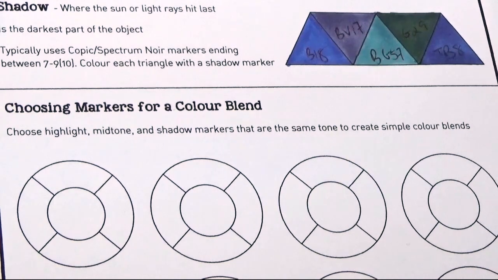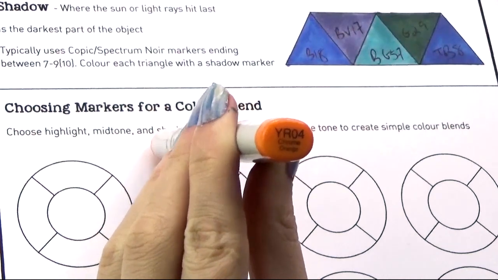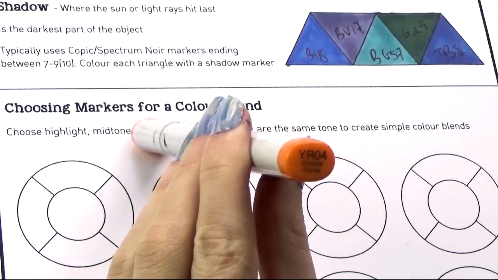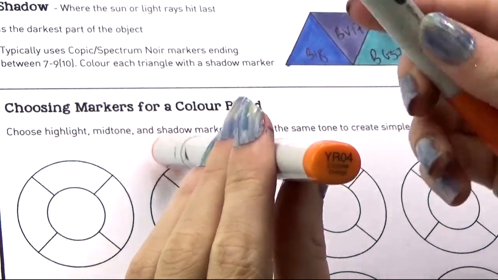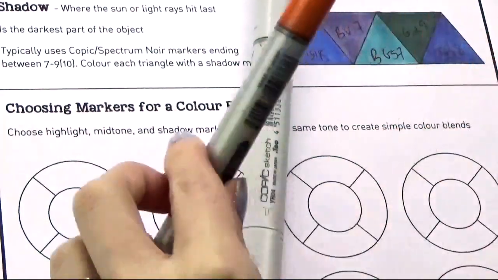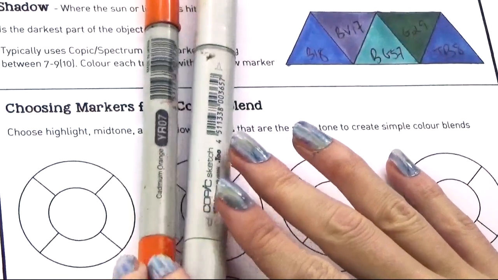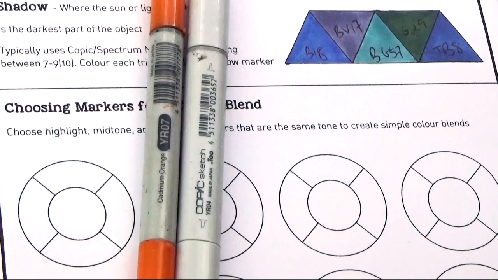I'm going to be using my YROs here to start with. And if you like to keep the rule that we spoke about earlier, you can even start with your midtone color. So I'm going to pick, say, YR04 here. So it's a good midtone, it's nice and bright. So I know that I need a marker darker than this for my shadow colors. And I've actually got YR07 here. So I've got my YR04, I'm going to pop that down. YR07 is the next darkest color, and that ends between 7 and 9. So it's going to make us a good shadow marker.